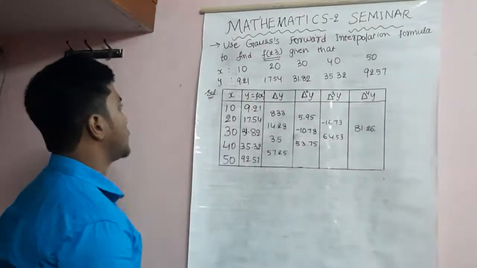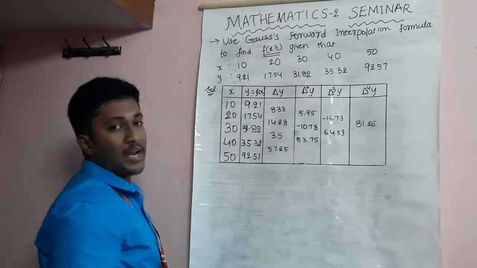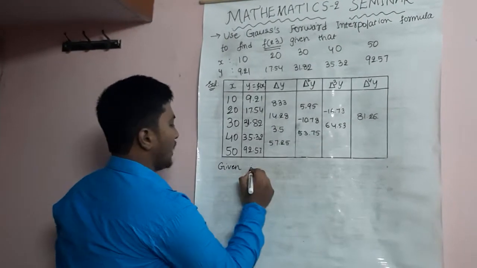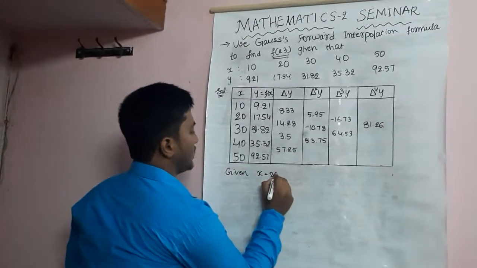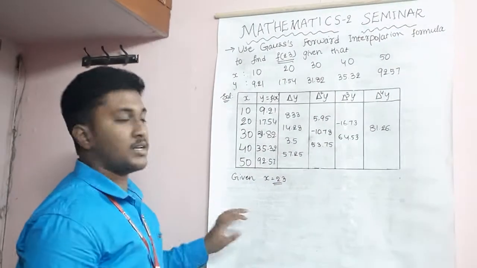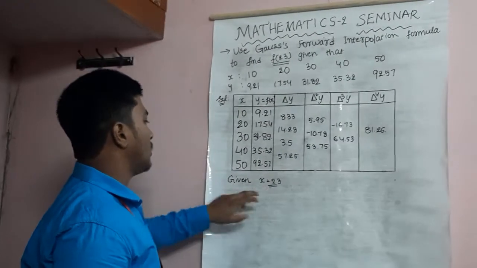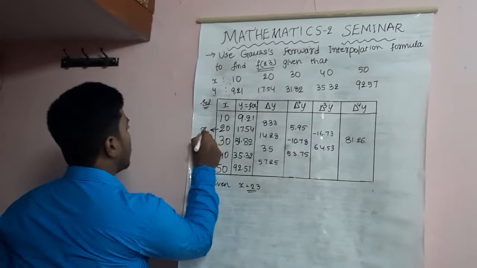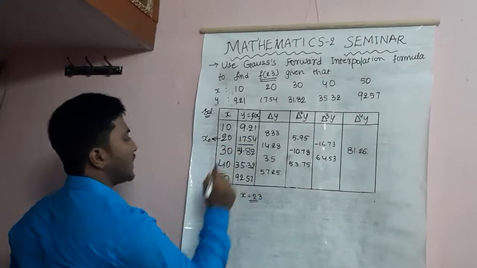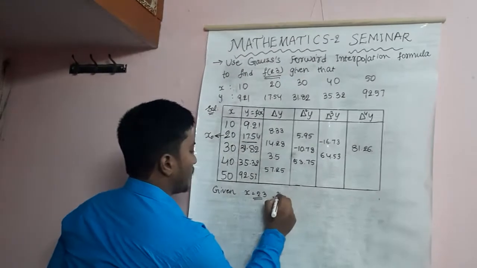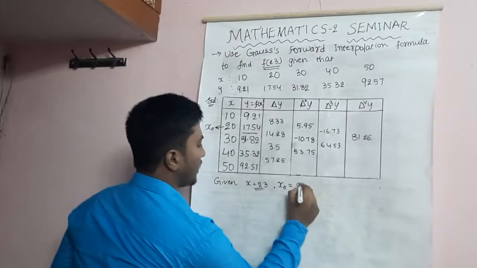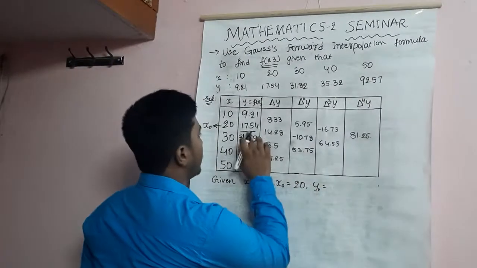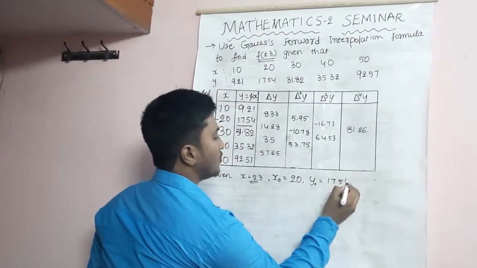So from the given question, we should find f of 23. So the given x value is x equal to 23. The x naught is the nearest value from the given table. So nearest to 23 is 20. So this is treated as x naught, and the corresponding value is treated as y naught. x naught equal to 20. Now y naught is also 17.54, the corresponding value.